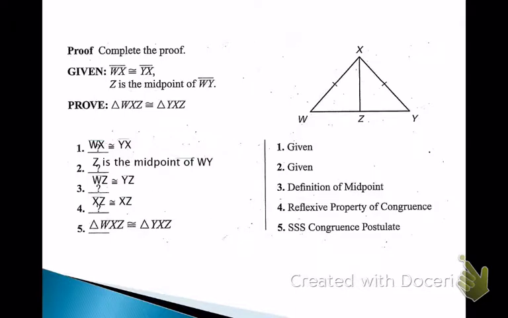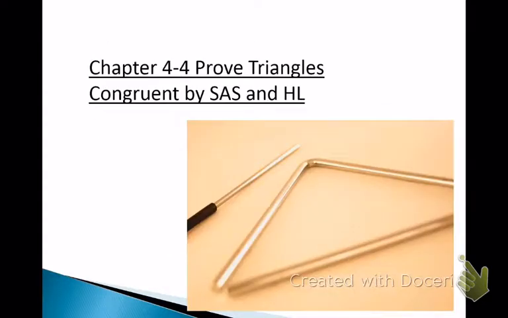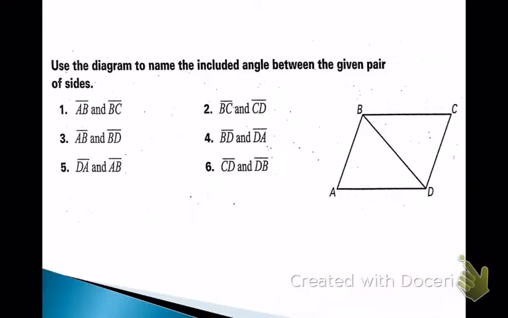All right. Moving on. Proving triangles congruent by using side, angle, side, and hypotenuse leg. SAS and HL is what those stand for. First of all, side, angle, side uses what we call an included angle. And what we ought to add in here is exactly what in the world an included angle is.